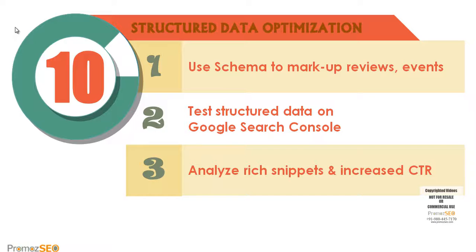And third point is analyze rich snippets and increased CTR. Rich snippets are not always possible for all structured data. Obviously, there are different types of structured data which do not give you any rich snippet on the search engine result page. But some structured data, like reviews and events, actually give you rich snippets, and that helps you to get higher CTR. Your click-through rate will increase, your clicks will increase, automatically you will get more traffic to your site, and that will also help you in SEO indirectly.